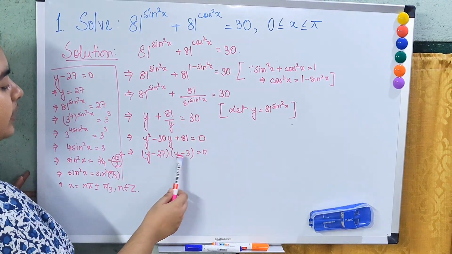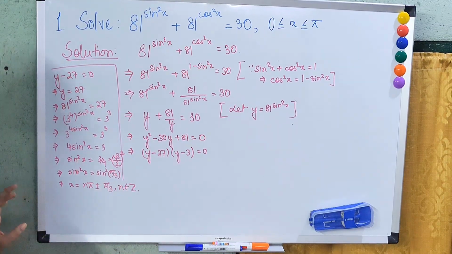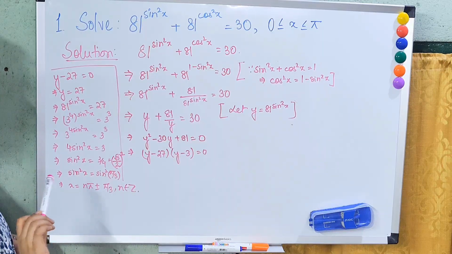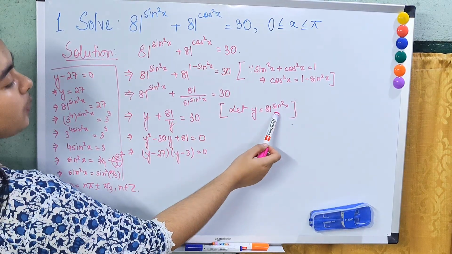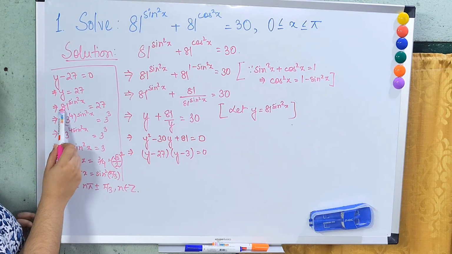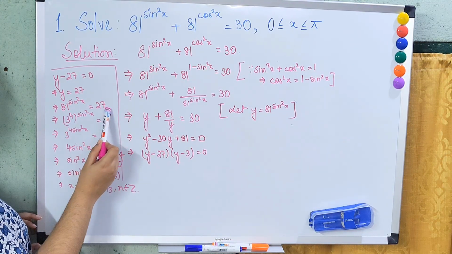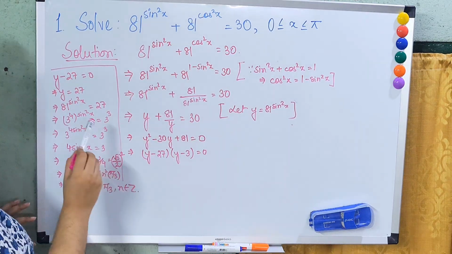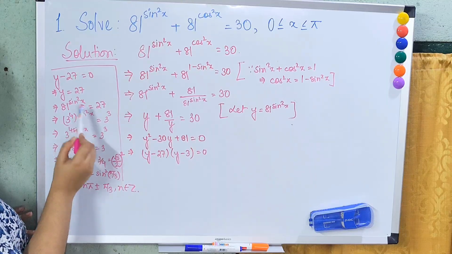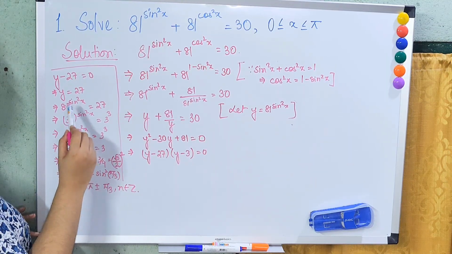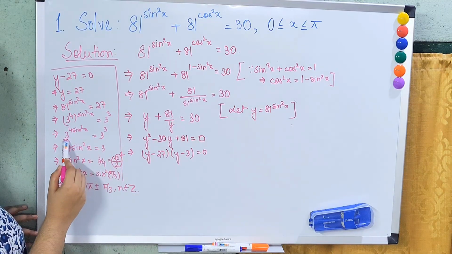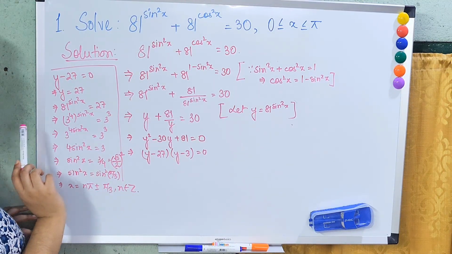So if y minus 27 is equal to 0, what do we have? So if y minus 27 is equal to 0, then y is equal to 27, right? Now y was 81 to the power of sin square x. So replacing the value of y with 81 to the power of sin square x, we have this line, right? Now 81 can be written as 3 to the power of 4. So the left hand side is 3 to the power of 4. In the power we again have a sin square x. So this whole thing is 3 to the power of 4 sin square x, right?